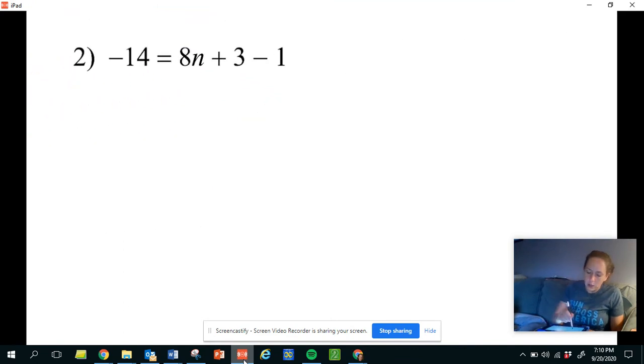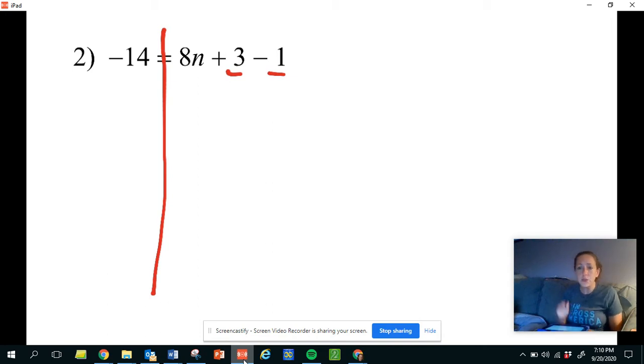Okay. This one, don't forget to draw your line down, because I'm only combining like terms if they're on the same side. Here I have two constants, or two regular numbers. So before I start solving, I have to simplify those. I'm going to bring down the negative 14 and the 8n, and then combine those two to give me positive 2, because positive 3 and negative 1 make positive 2.